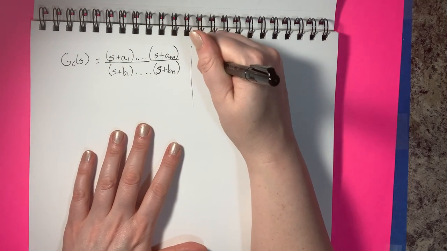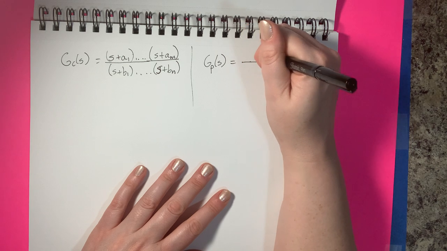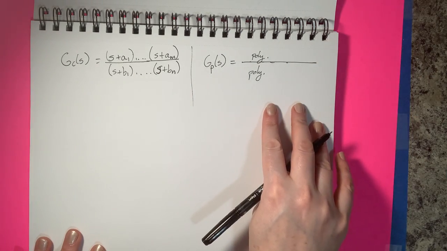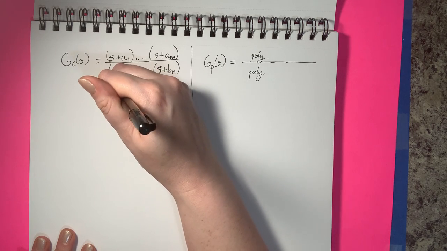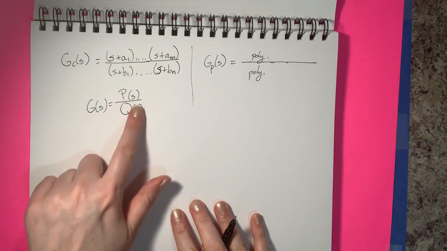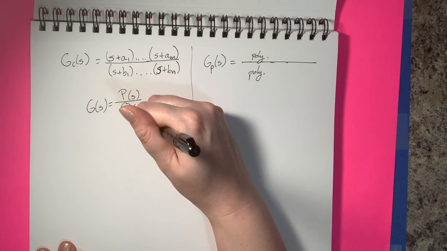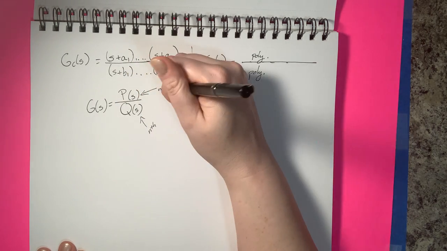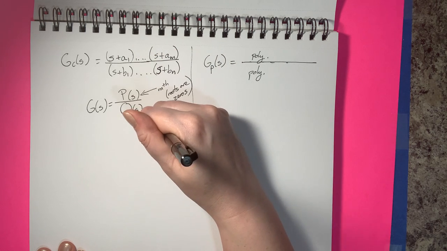We're going to have the same thing happen with our GP. So it will also be a polynomial over another polynomial. Instead of writing all this out every time, let me just say that I have a numerator polynomial and a denominator polynomial. So in general, a G of S will have a P of S over a Q of S. We'll just use this representation. It's very convenient. In general, this Q is going to be nth order. The roots of it are the poles. This P is going to be mth order, and the roots of it are going to be the zeros. Roots of P are zeros. Roots of Q are poles.